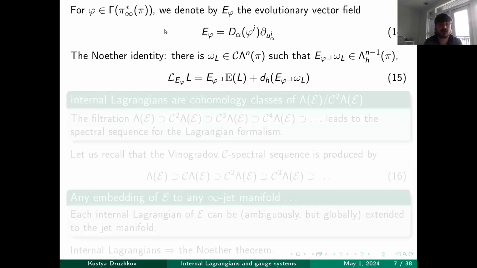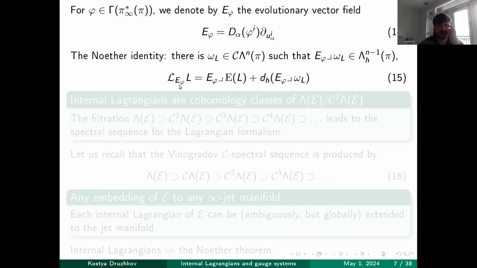Let's discuss how we can derive the corresponding forms omega L. For a section phi of this pullback, we denote by E phi the corresponding evolutionary vector field. This evolutionary vector field is given by formula 14. And we can use the Noether identity to derive such forms omega L. The Noether identity states that there is a Cartan form such that the interior product of the corresponding evolutionary field and omega L is a horizontal n-1 form. Horizontal n-1 forms are defined in the same manner. Such that this membership holds, and equality 15 also holds.